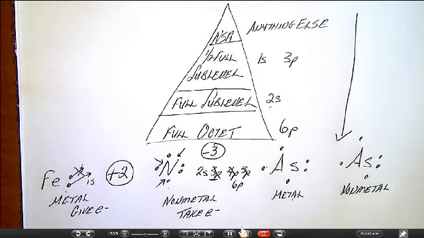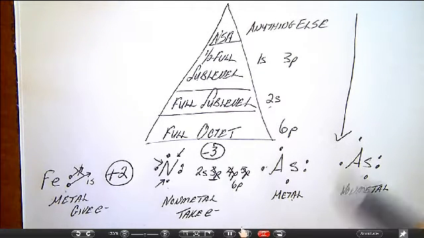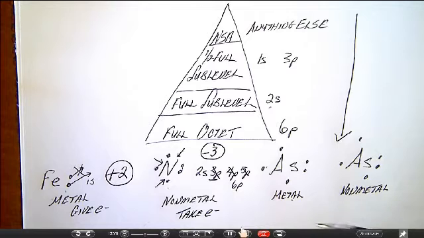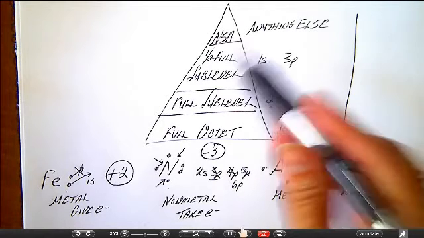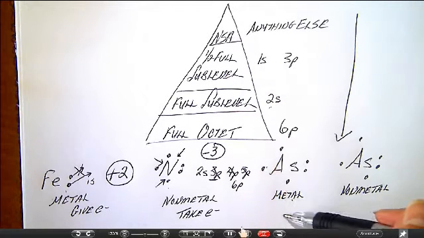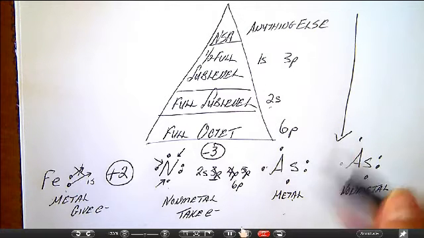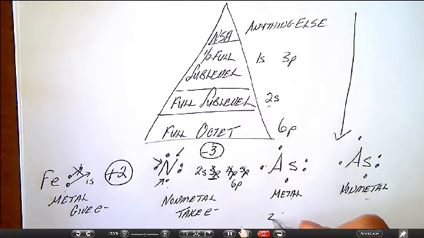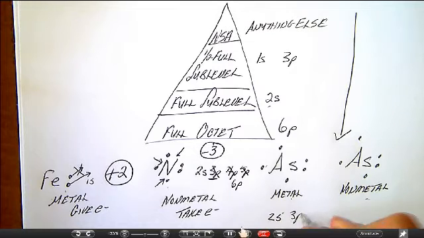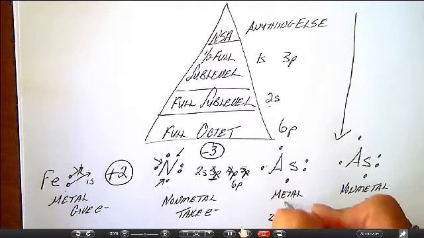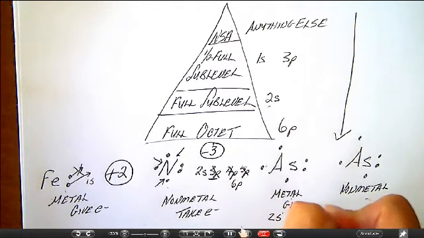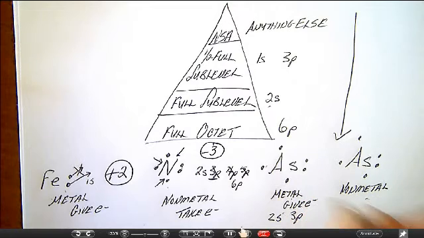Okay, now we're going to do arsenic. Now remember, I told you arsenic was a metalloid, so we're going to have to run it through the pyramid twice. Once as a metal, once as a nonmetal. So we have 2s and 3p electrons. Remember, metals give electrons.